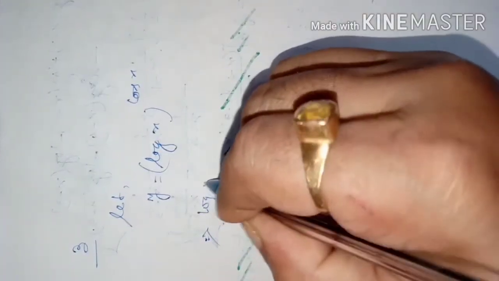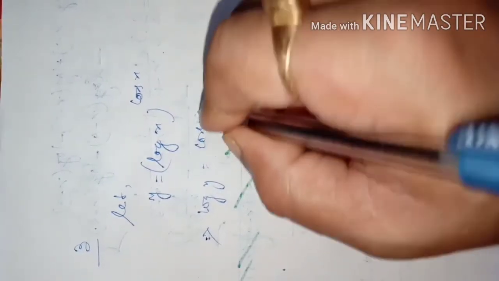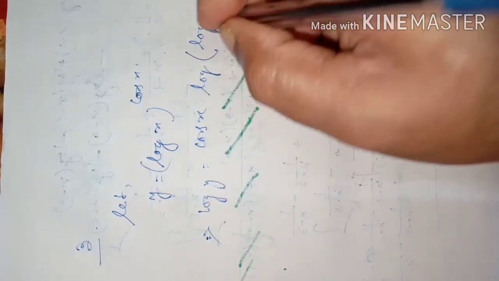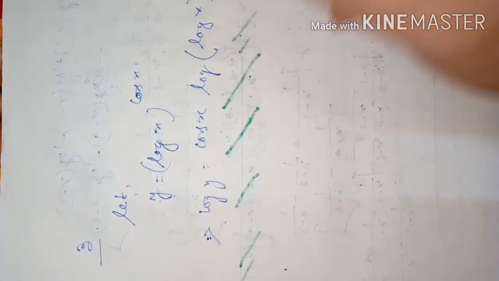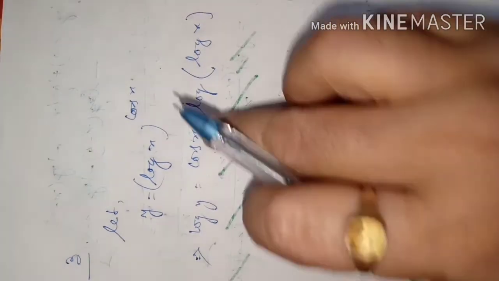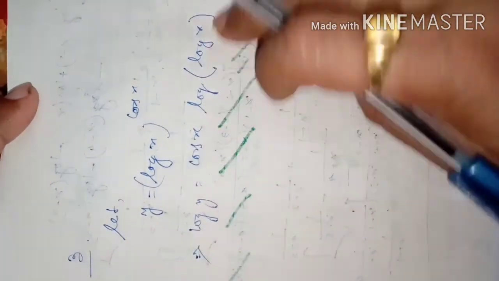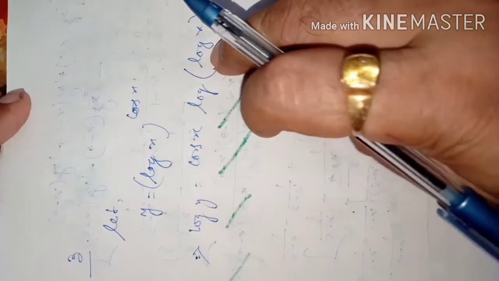Then using logarithm on both sides, we will get log of y equal to, since cos x is the exponent here, it will come as a coefficient, cos x log of log x. Okay, so now this is a product of two functions again. We can think of this as u, this as v, and inside this there is another function. So let us take it like this.